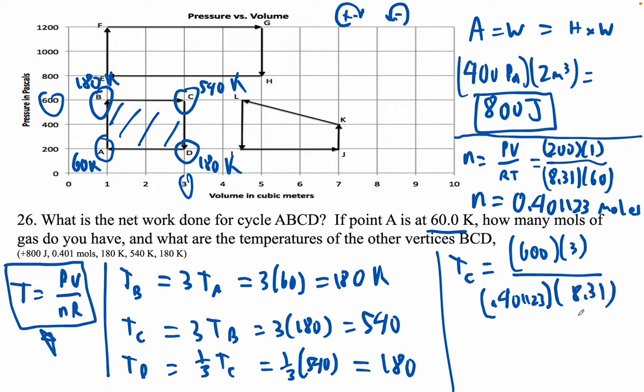So let's try that. 600 times 3 divided by the number, I'm just going to use the number from my calculator, it's not rounded, divided by 8.31. And, oh wow, it comes out even to 540. It's up to you. I encourage you to use just proportions and stuff, but you know, it might not be simple that way. I don't know. All right.